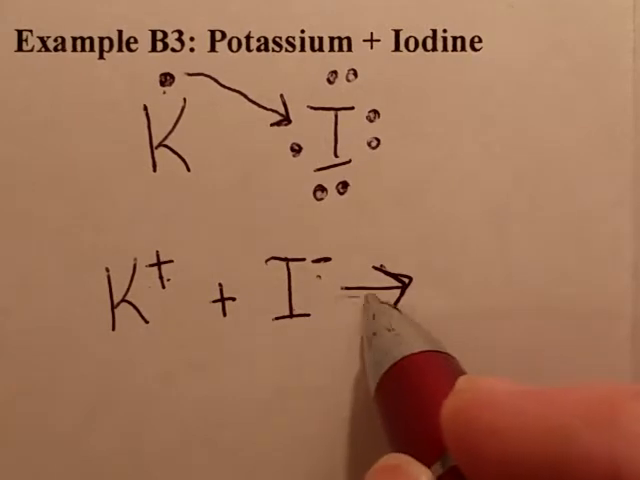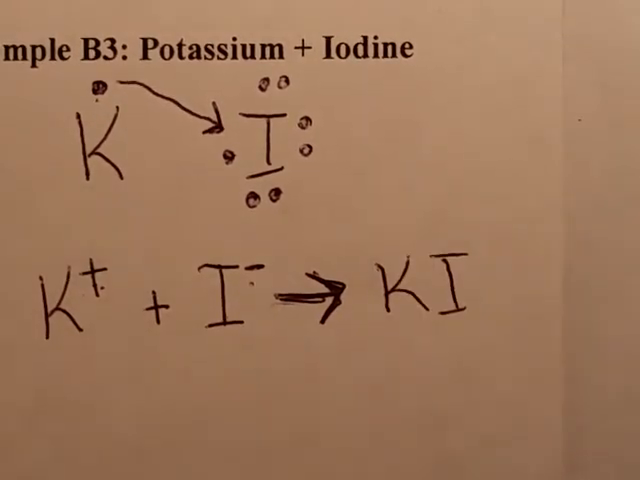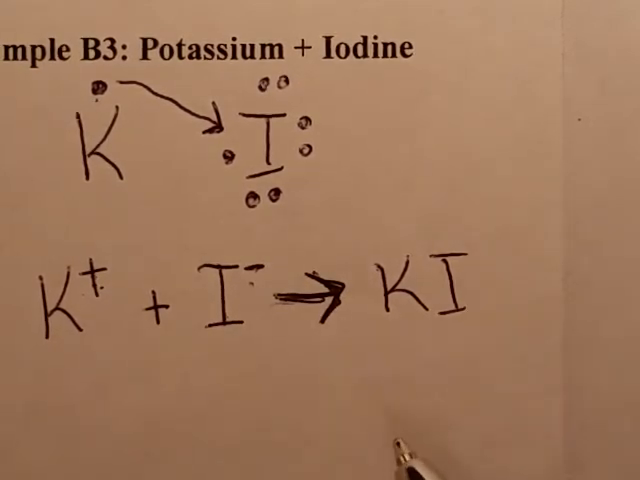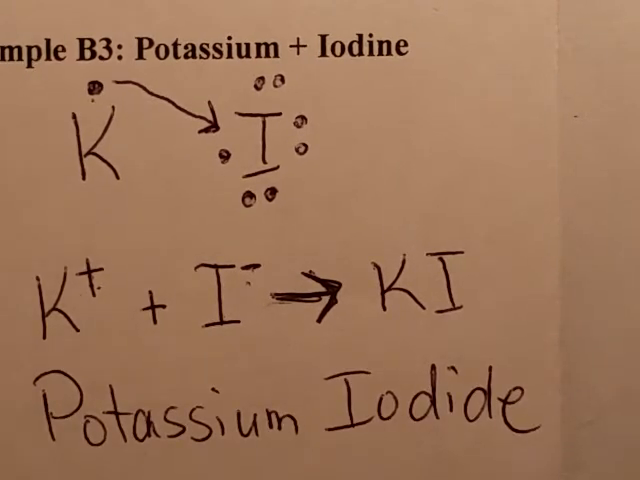Now, the result is called a product. We just have 1 of each because +1 and -1 equals 0, so that's balanced, and then write down the name. Potassium, and then you take iodine and change the last part to -ide: potassium iodide.